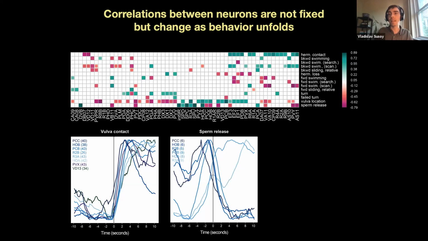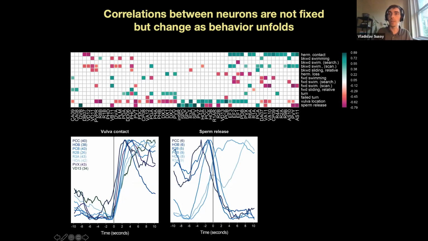And here's one example. We have a number of neurons which become active when the male contacts the vulva. And they're all correlated with each other when this happens. But when we look at the activity of the same neurons during a different behavioral motif, some of these neurons become even more active, whereas others become less active. So the sign of the correlations between neurons can change depending on the behavioral context.